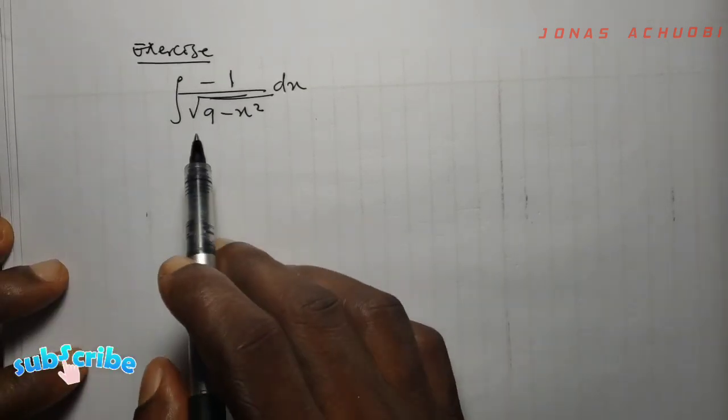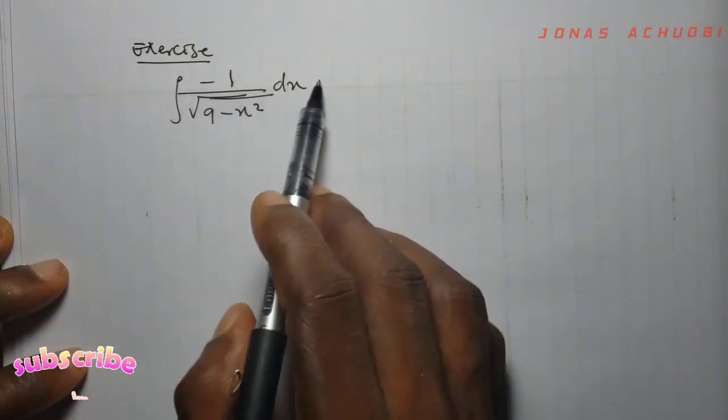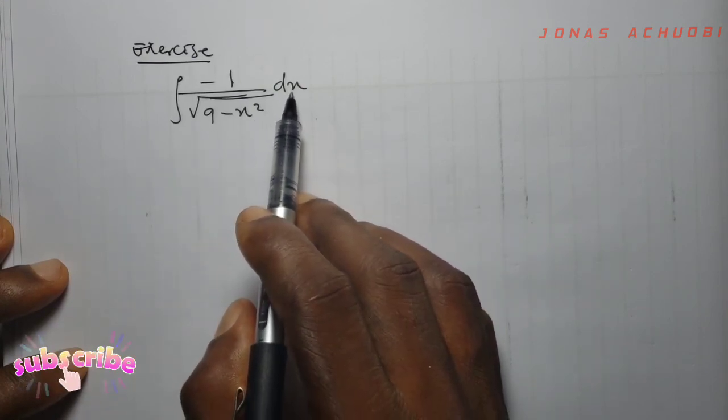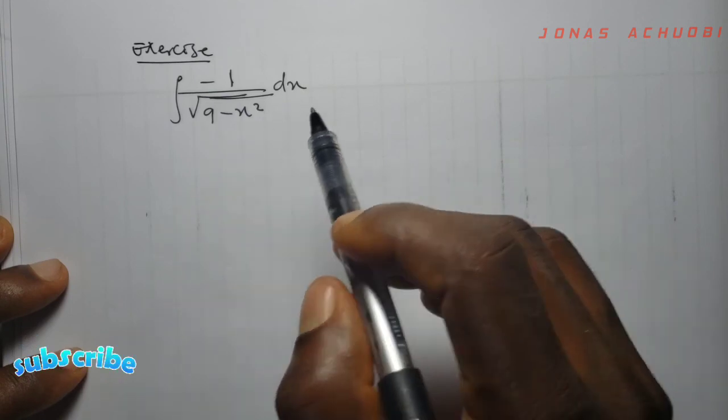Exercise. Evaluate the integral of minus 1 over the square root of 9 minus x squared with respect to x, and leave your answers in the comment section below.